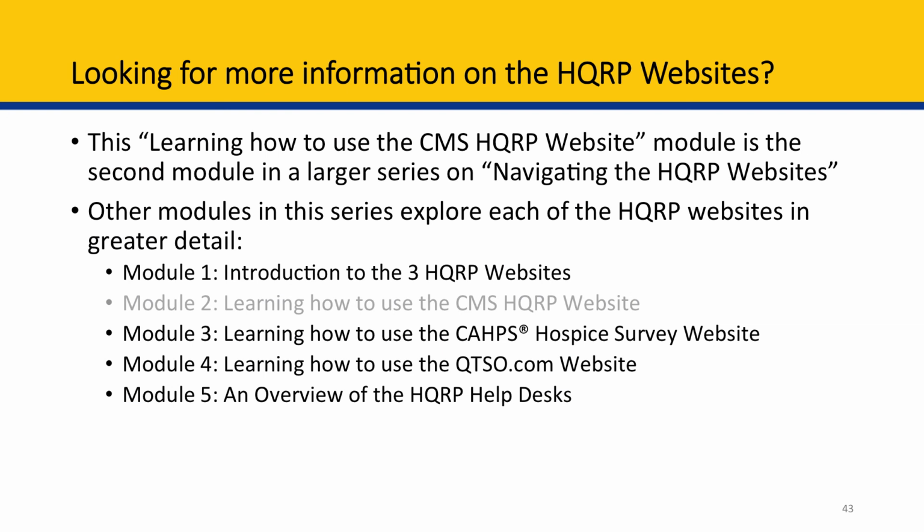This concludes the module, Learning How to Use the CMS HQRP website. After reviewing this module, you should have a better understanding of the types of information included on the CMS HQRP website, as well as a better understanding of how the information is organized. This is the second of 5 modules in the series Navigating the HQRP Websites. The other modules in this training series are listed here on slide 43, and we encourage you to view these modules for additional information on the listed topics.